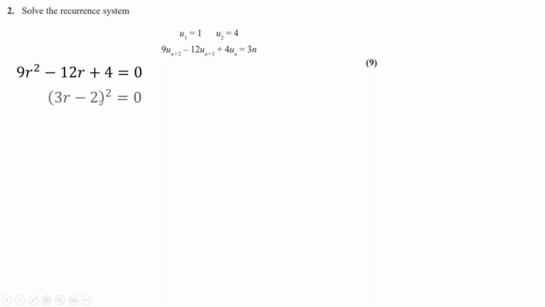You solve this, this actually factorizes to a perfect square, 3r minus 2 all squared, which means the only root is 2/3. You now just need to have memorized that if you have one solution to the auxiliary equation, then you write the complementary function as u_n equals (a plus bn) times that single root to the power n. So you just need to memorize this form here, and we'll leave that there for now.